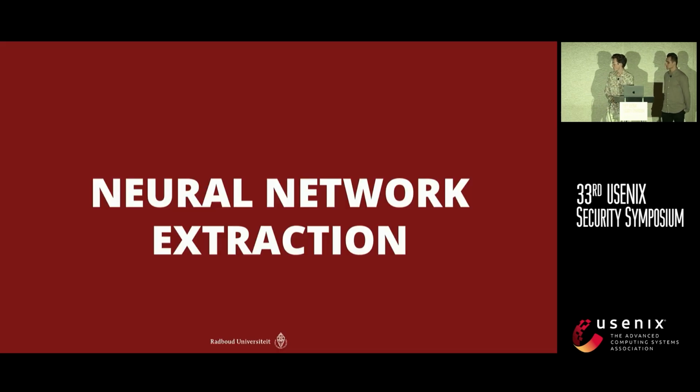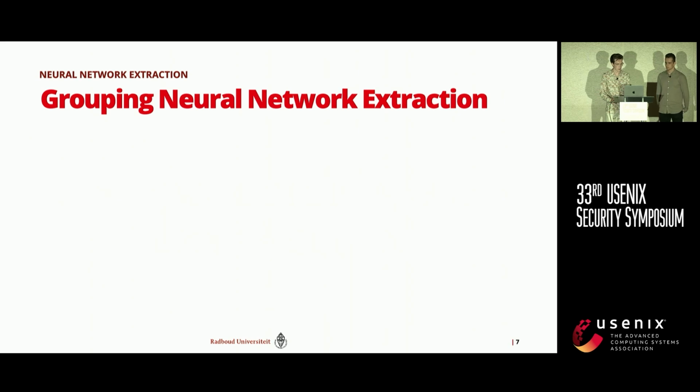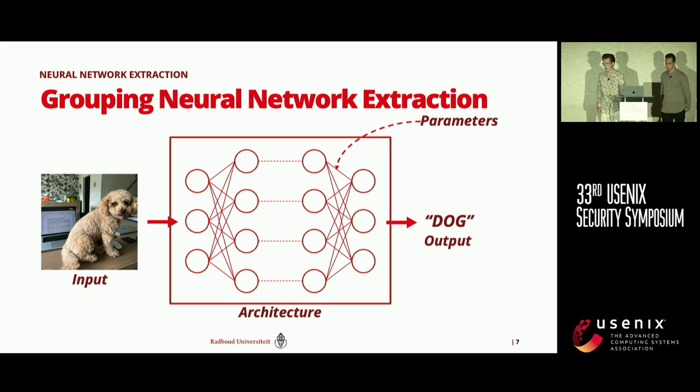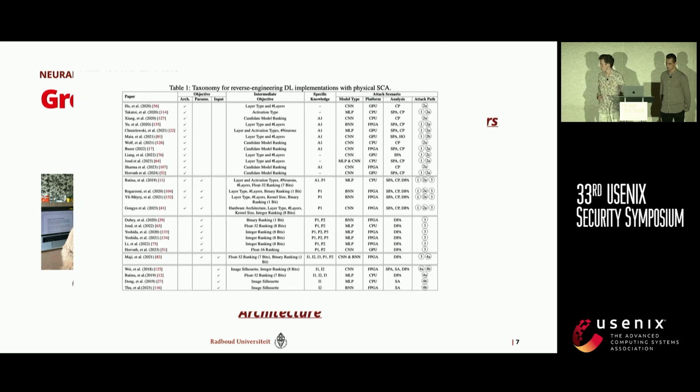So neural network extraction and how we grouped this. Again, we consider the same network and there are four components. Now we systemized all the work that considered physical side channels to steal a model on input, architecture, and the parameters. Of course, these are all the papers. It's not intended for you to read them. It's unreadable. We classified them on their platform, the model type, and the attack path. And you can read this in our paper.